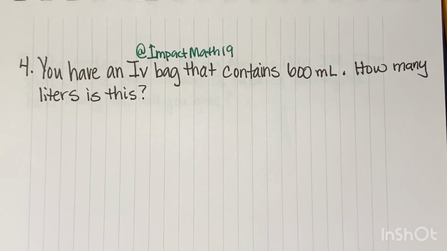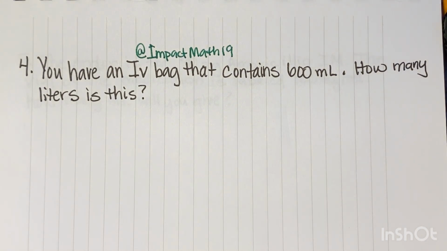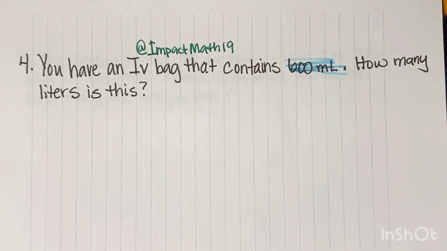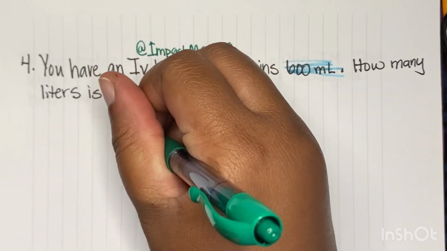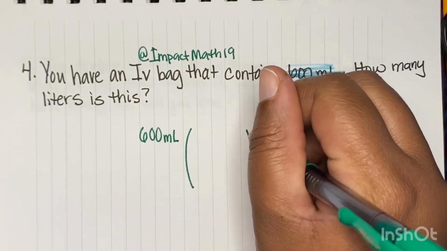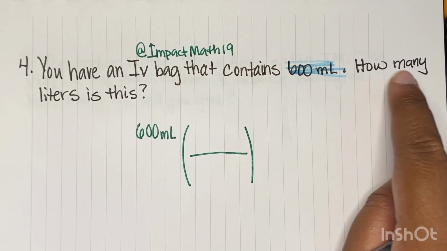Number 4, you have an IV bag that contains 600 milliliters. How many liters is this? So we're going to always start with what's given. We're given 600 milliliters, okay? That's what we're given. So we're going to do 600 milliliters. Now, what it's asking us for is how many liters.